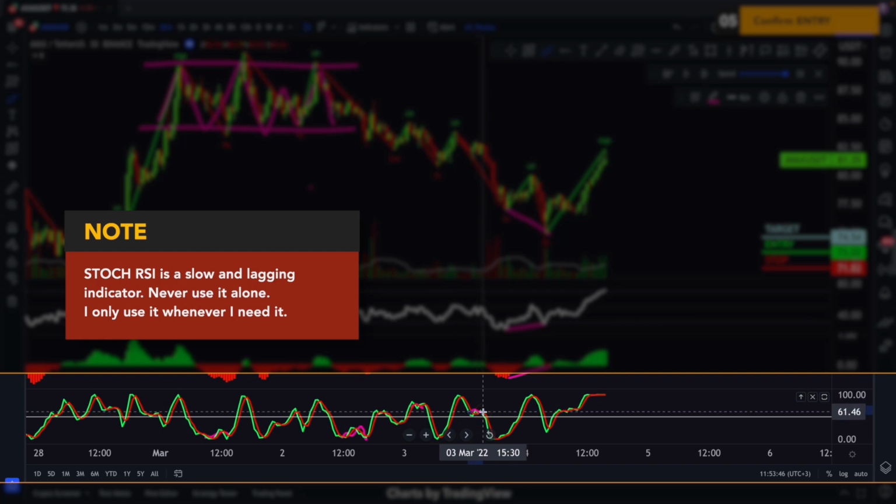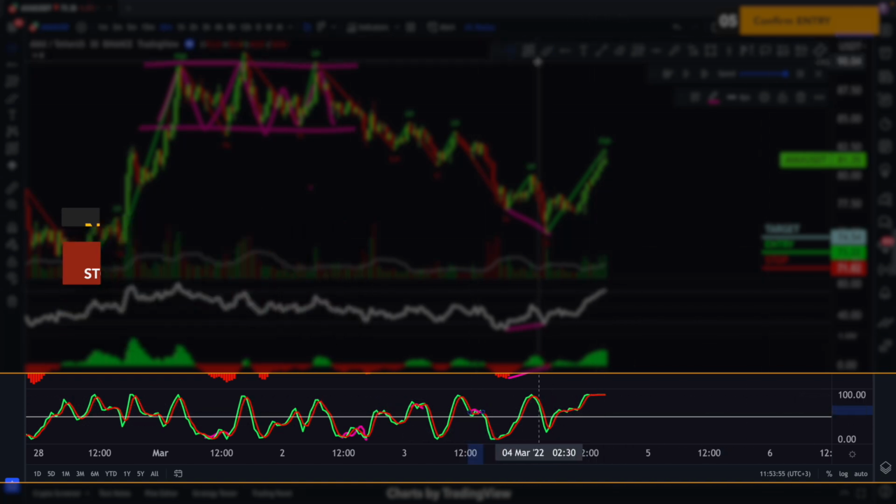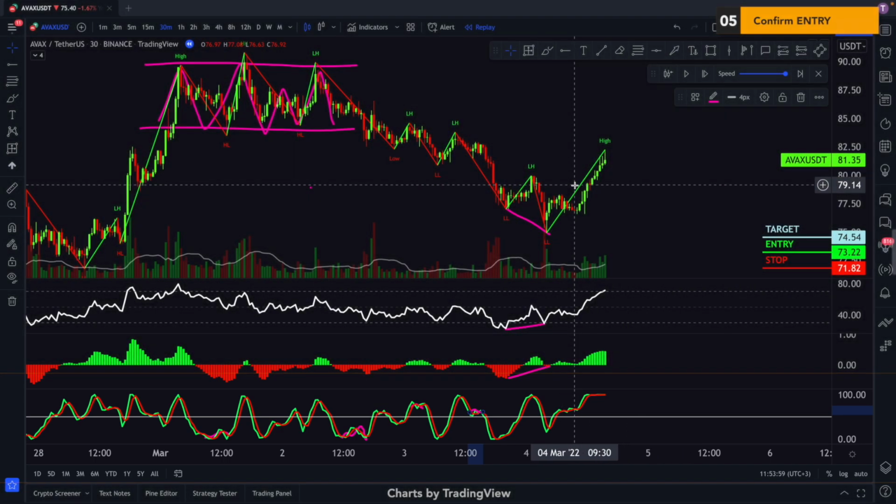Actually, stock RSI is even slower than the RSI and quite lagging. Why do I use it then? The answer is so simple. I know when and where to use it, and I'm quite successful with this indicator.